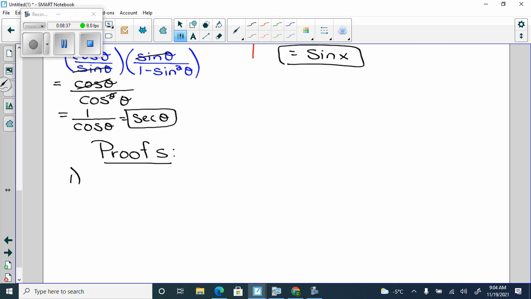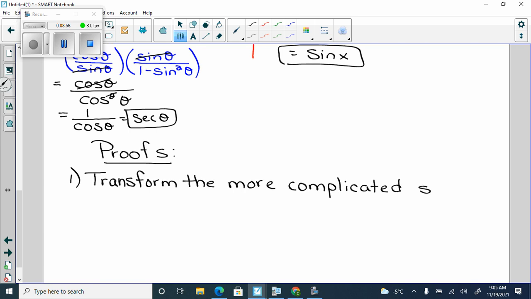So proofs. 1. Some things that you can do. You can transform the more complicated side of the equation to the simpler side. So always start working on the harder side first.